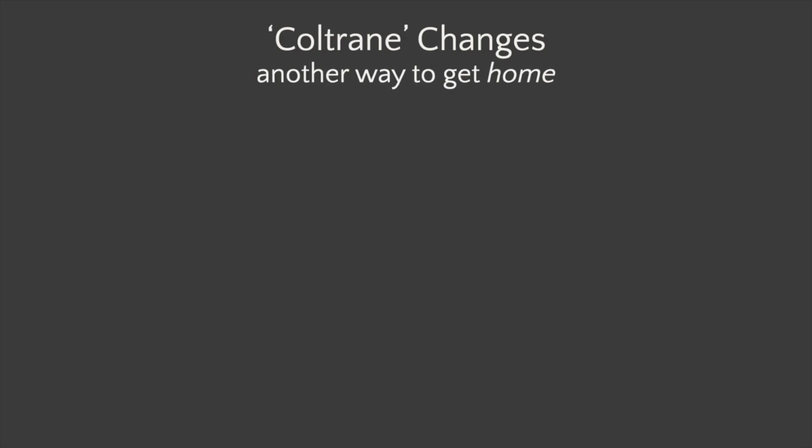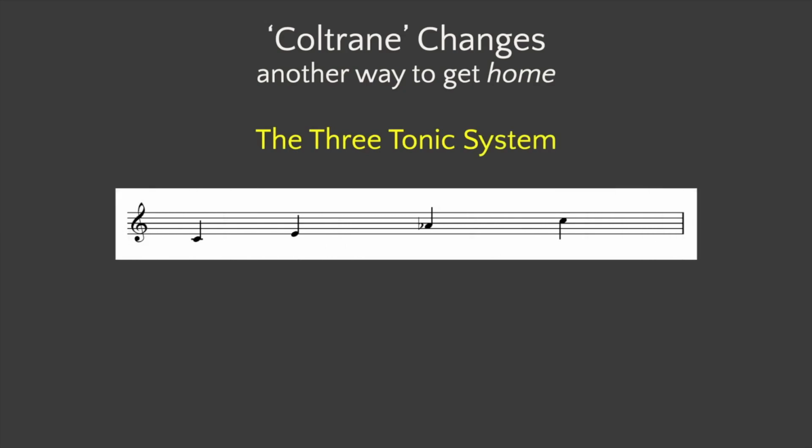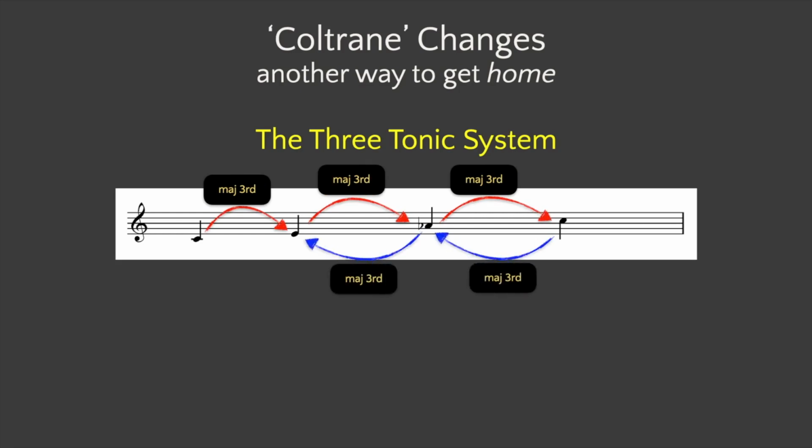By the late 1950s, John Coltrane had mastered the ideas behind ii-V-I harmony and also many of the various chord subs that were associated with them. So he began experimenting with a new way of getting home, the three-tonic system. The three-tonic system works like this. You move away from your starting note in a pattern of major thirds, either up or down, until you get back to your original starting note. Incidentally, this is also an augmented chord relationship.